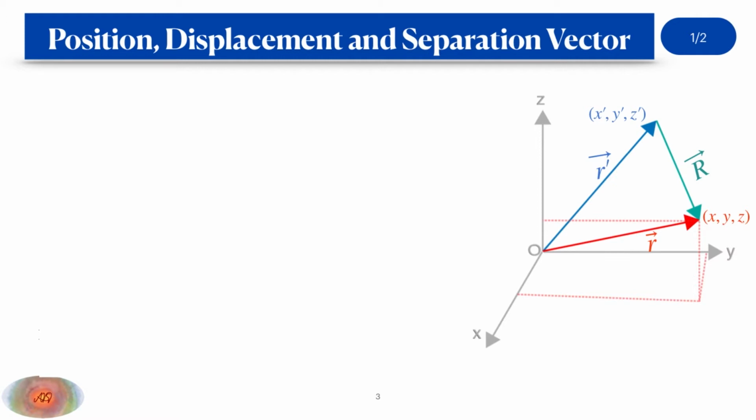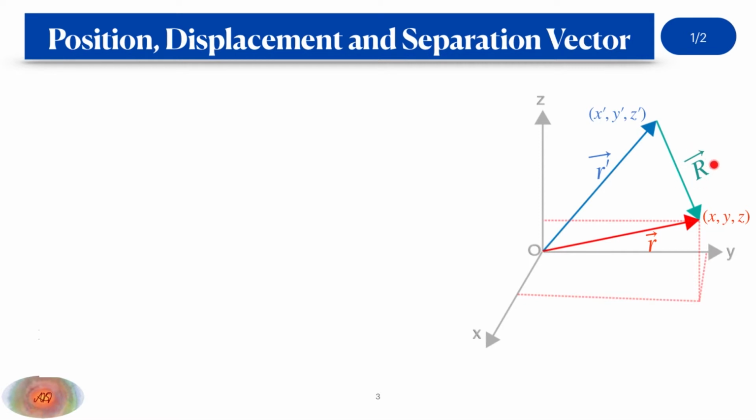Since these vectors are representing the positions of a particular point, they are called the position vectors. So this r dash is the position vector of the source point, which has the coordinate x dash, y dash and z dash, and r represents the position vector of the field point, which has the coordinate x, y and z. We refer to as position vectors those vectors which represent the position with respect to the origin of a coordinate system.